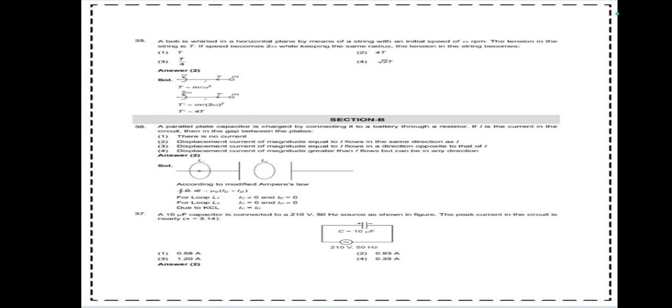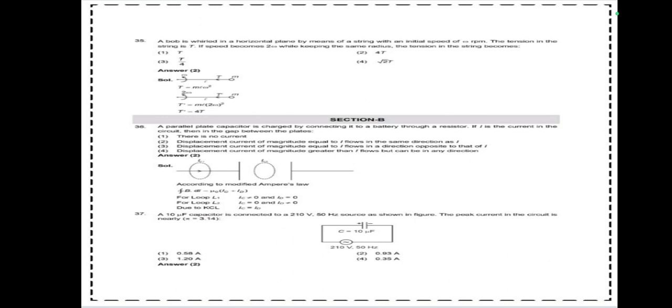Section B, question number 36. A parallel plate capacitor is charged by connecting it to a battery through a resistor. If I is the current in the circuit, then in the gap between the plates, answer is 2. Displacement current of magnitude equal to I flows in the same direction as I.